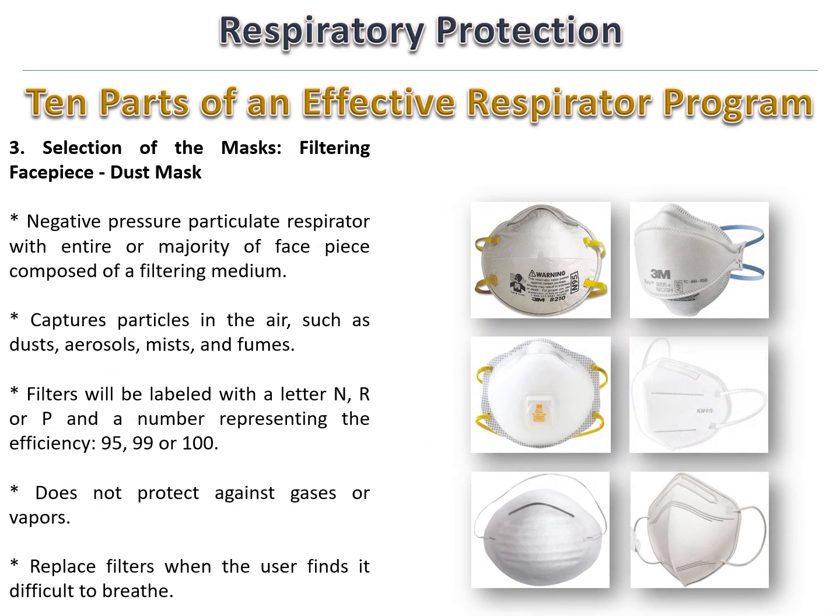Three. Selection of the masks, filtering face piece, dust mask. Negative pressure particulate respirator with entire or majority of face piece composed of a filtering medium. Captures particles in the air, such as dusts, aerosols, mists, and fumes. Filters will be labeled with a letter N, R or P and a number representing the efficiency, 95, 99 or 100. Does not protect against gases or vapors. Replace filters when the user finds it difficult to breathe.